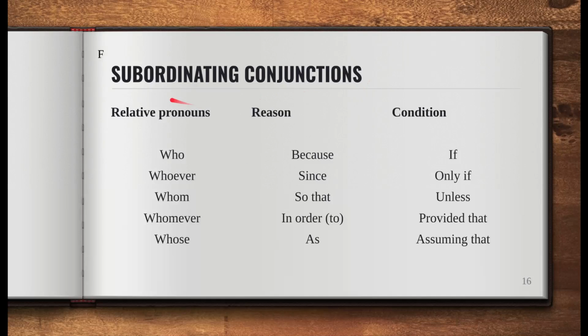Subordinating conjunctions. We have 3 subordinating conjunctions. We have relative pronouns, reason, and condition. For relative pronouns, they are most likely to start with a W, and maybe that's a trick that you can use when trying to think of relative pronouns. We have who, whoever, whom, whomever, and whose. For reason, we have because, since, so that, in order or in order to, and as. For condition, we have if, only if, unless, provided that, and assuming that.